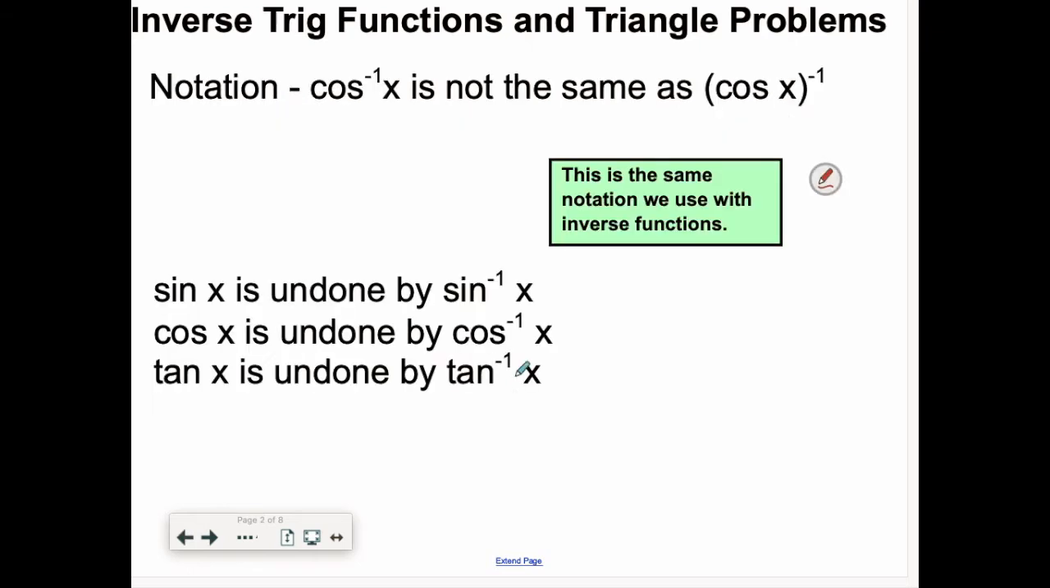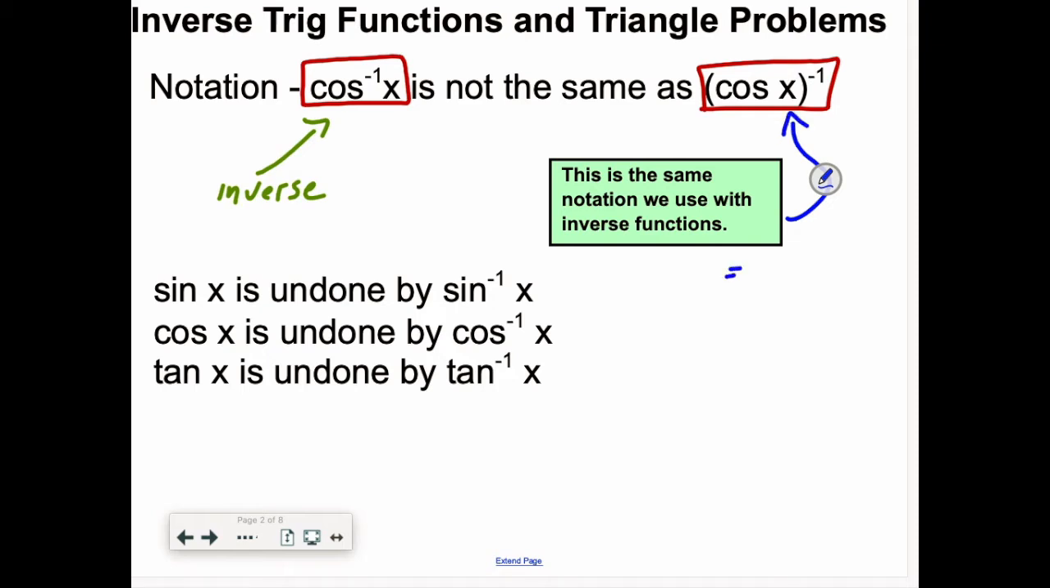Now, a bit about notation. This is not the same thing as this. Reason being, this is the inverse. All it means is that it would undo cosine. This is equal to 1 over cosine of x. It's a bit annoying because we're using the exponent of -1 in both cases. However, up here, because the exponent is right next to the cosine, we're going to use that to refer to the inverse.